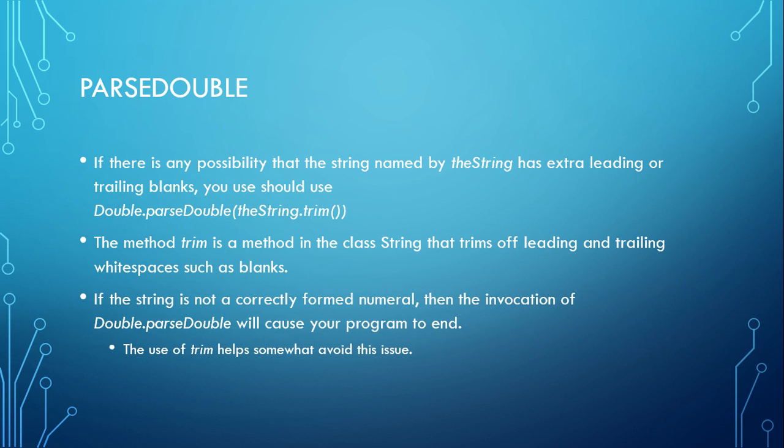If the string is not a correctly formed numeral, then the invocation of Double.parseDouble will cause your program to end. You're actually going to have a crash. So if someone puts a space in there, it could actually crash it. So you really want to try to trim things if possible. The use of trim helps avoid the issue of your program crashing because someone stuck an extra space in someplace.